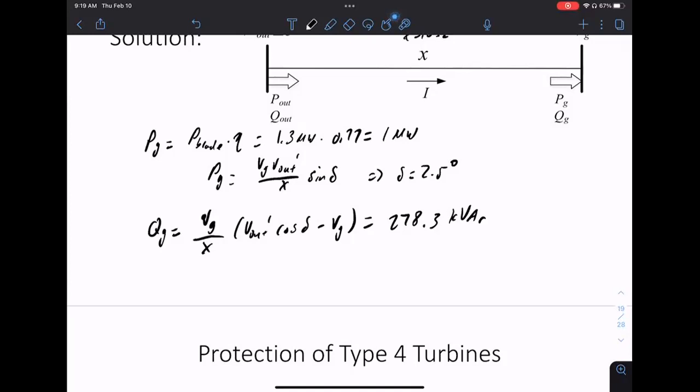So let's take a break. After that, we'll do protection. Then after that, we'll look at some stability issues. Why does this angle have to be small? And what happens if this angle is too large? Okay, so let's take a 10-minute break. We'll come back at 9:30. Then we'll do the stability.